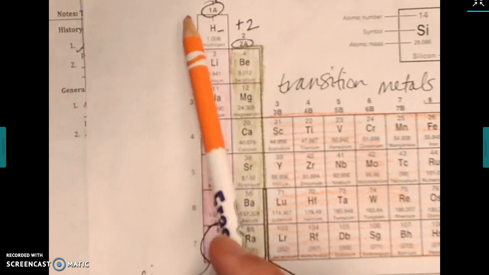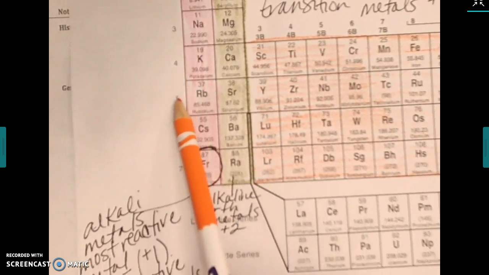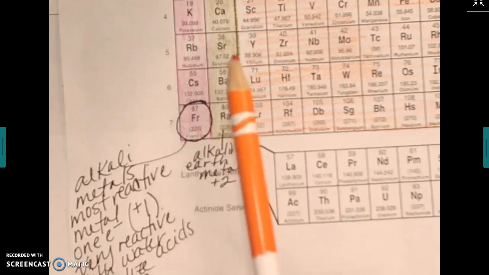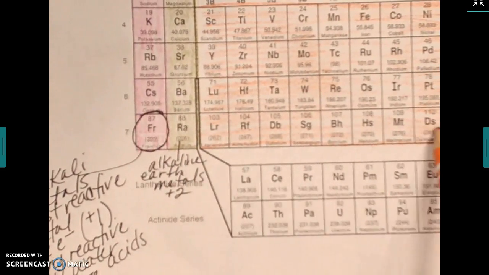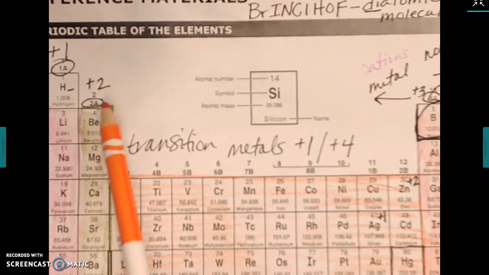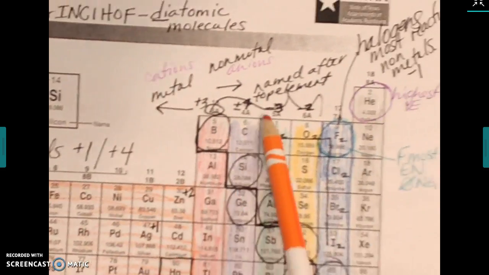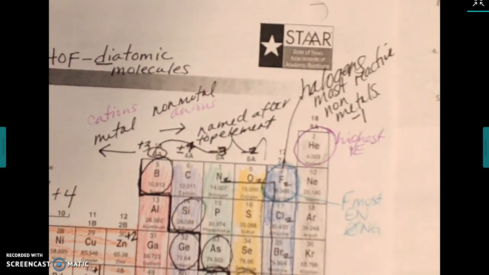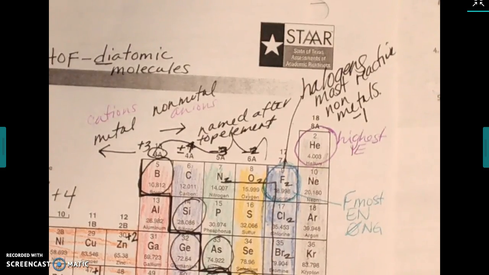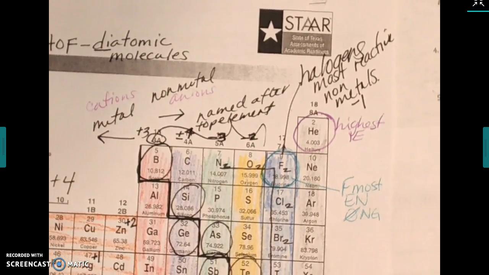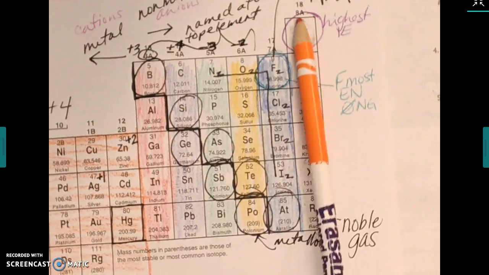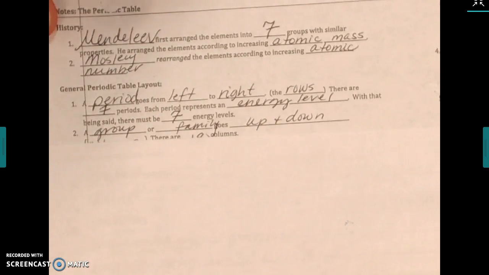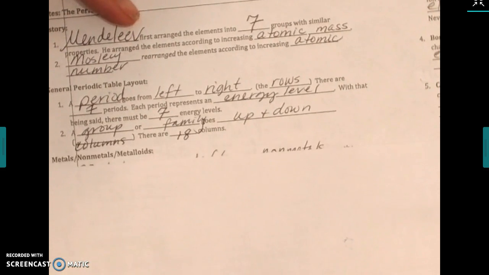Okay, so let's look at it. We have 1, 2, 3, 4, 5, 6, 7 periods. Remember, we end a sentence with a period. And we have 18 all the way across, 18 families or groups. And remember, a family is like a family tree, and trees are upright. So those are our columns. Just ways to help you remember it. Okay, so there are 18 columns.